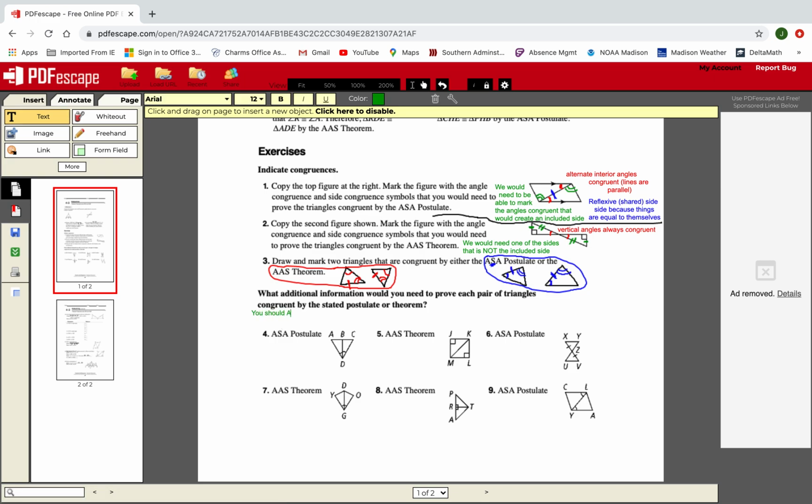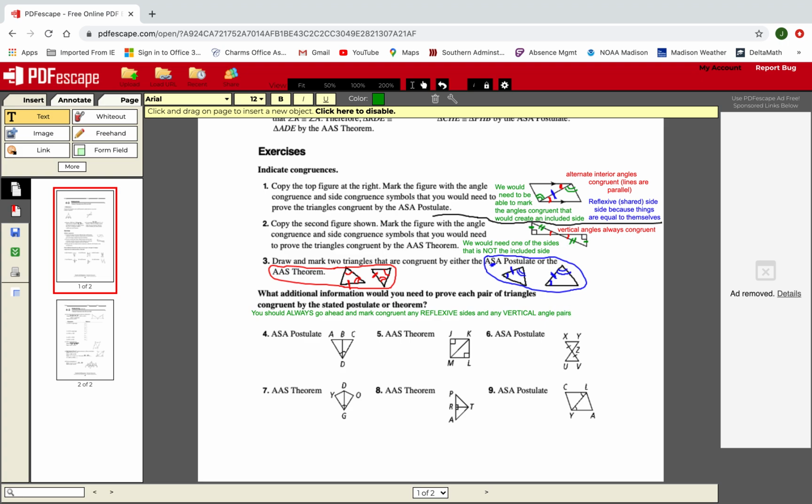You should always go ahead and mark congruent any reflexive sides, cannot spell today, and any vertical angle pairs.